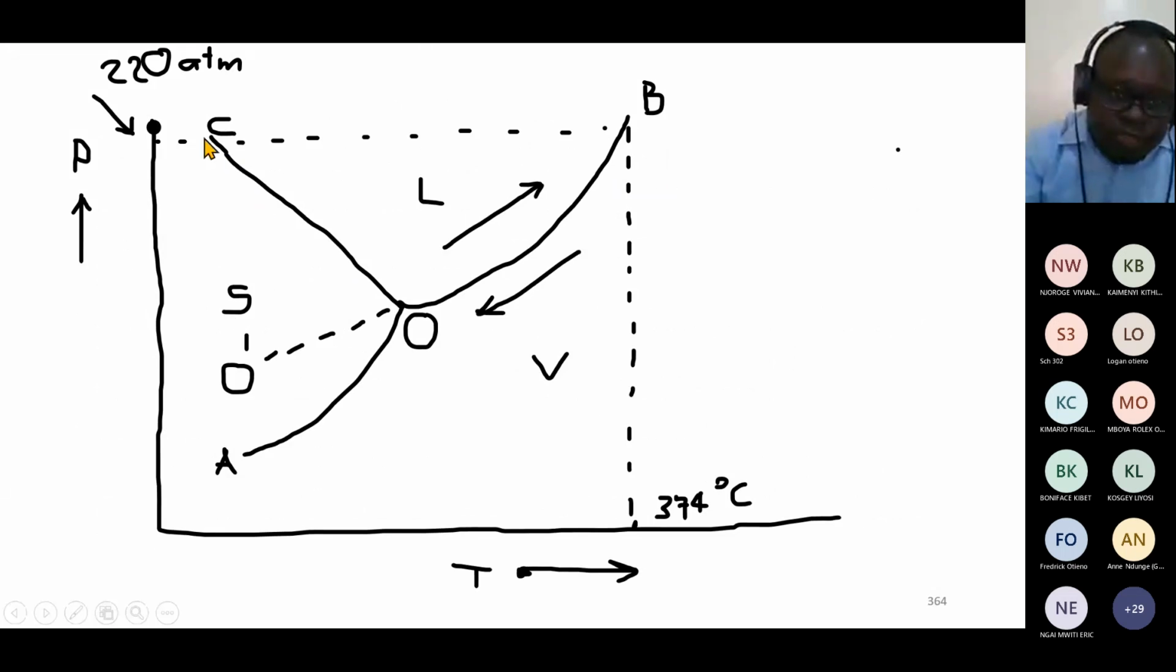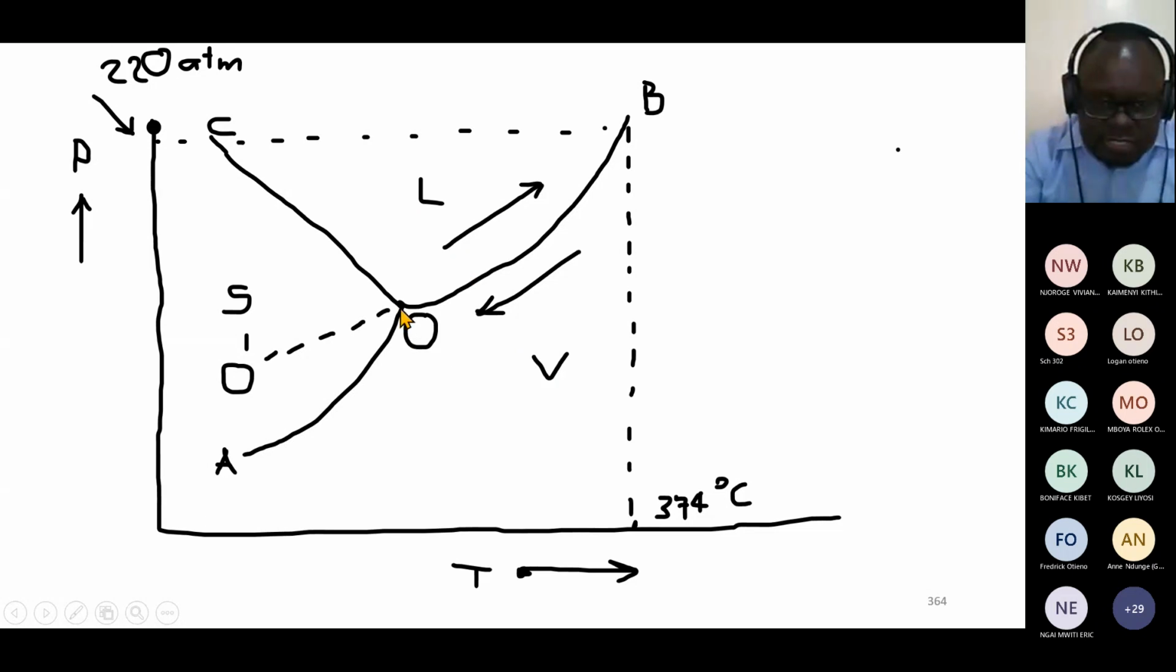So along this line, you have the solid and the liquid phase being in equilibrium. These are different values of pressure and temperature. Along this line, we have the solid and the vapor being in equilibrium. Along this line here, that is OB, we have the liquid and the vapor being in equilibrium.